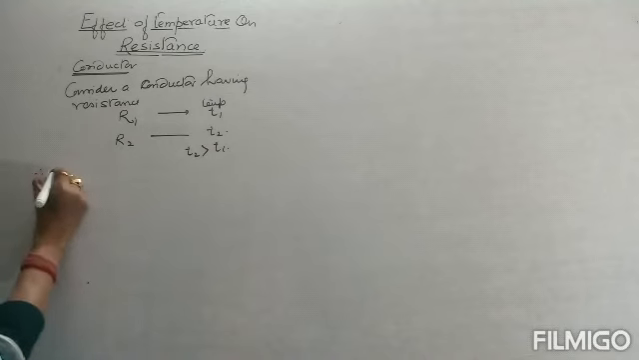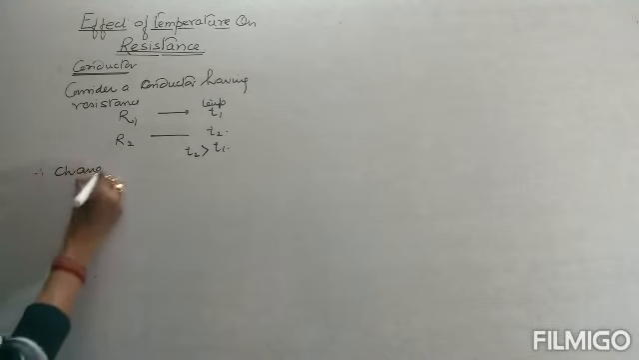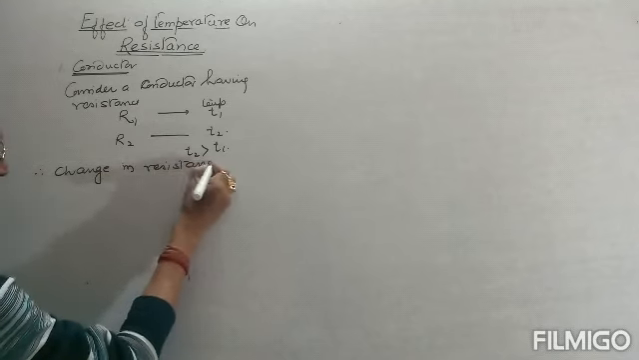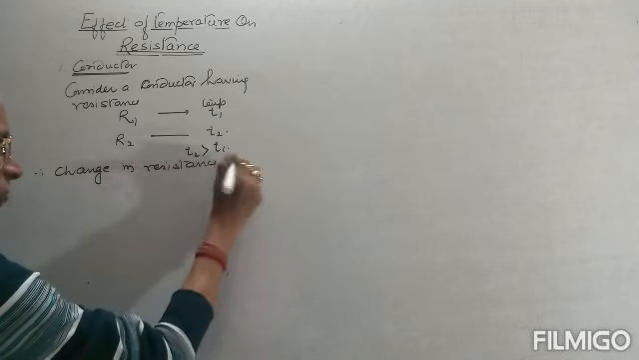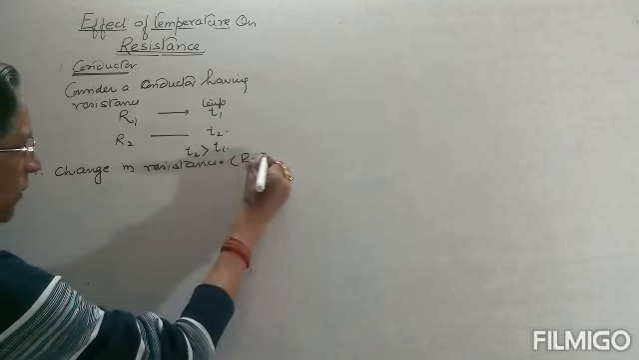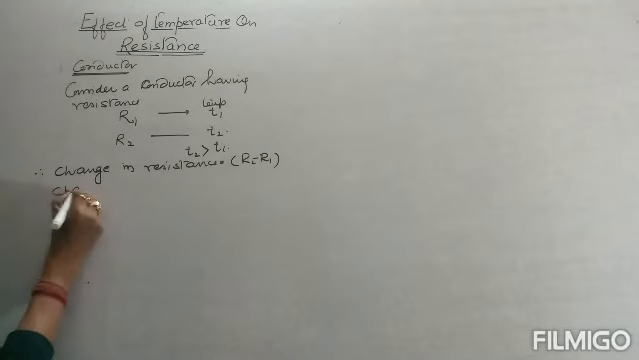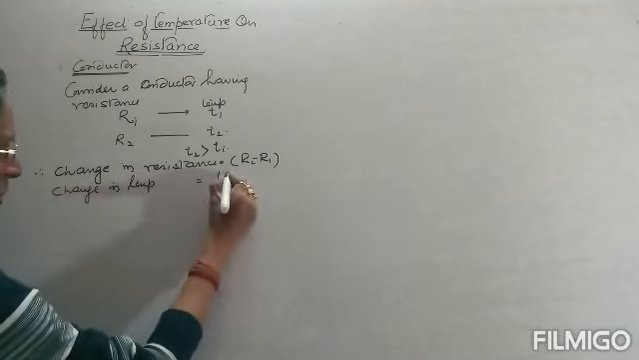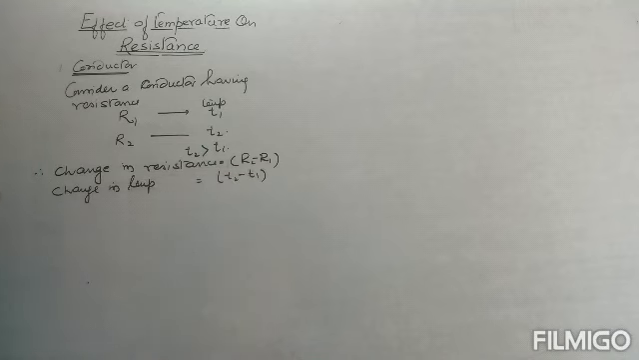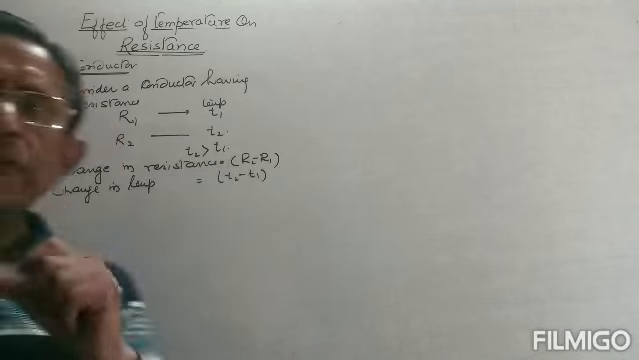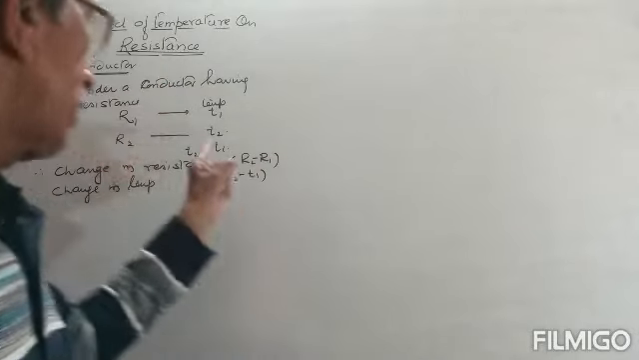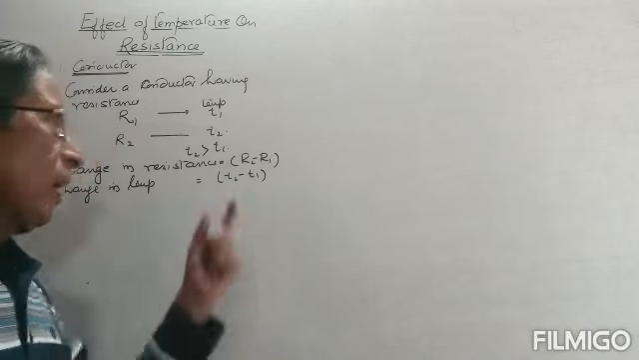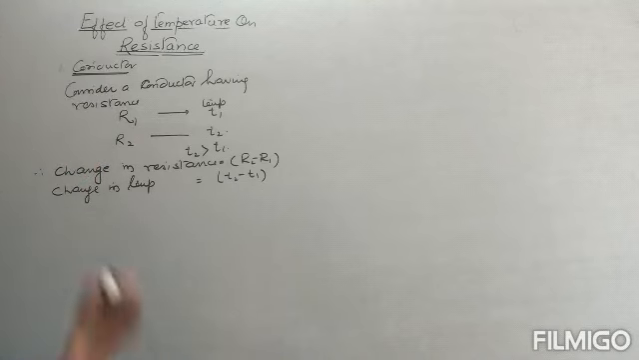Therefore, we can write change in resistance is equal to R2 minus R1. Change in temperature is equal to T2 minus T1. So at temperature T1 the resistance is R1. At any higher temperature T2 the resistance is R2. So change in resistance is R2 minus R1, and change in temperature is T2 minus T1.